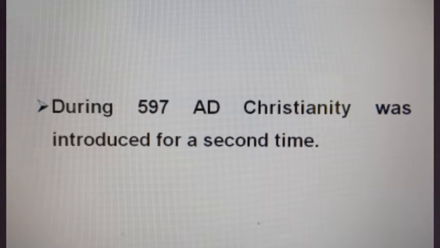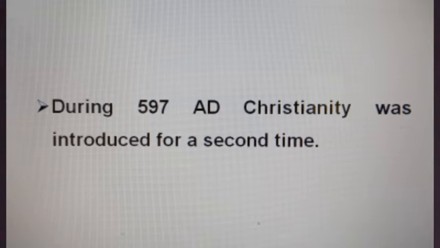Then, in 597 AD, Christianity, the Christian religion, was reintroduced. That is, the Christian religion was introduced for a second time. We have seen that during the time of the Romans in Britain, that is Roman Britain, 43 AD to 410 AD, Christianity was introduced. But they couldn't convert many people to the Christian religion.